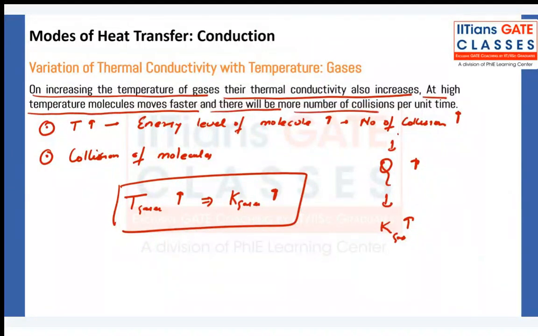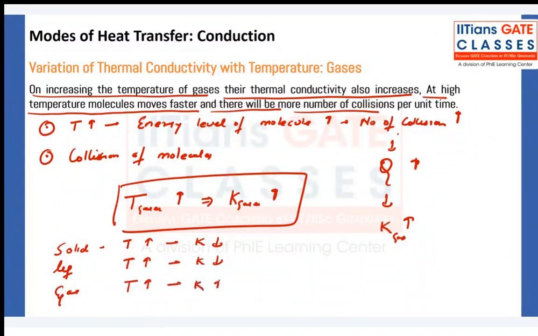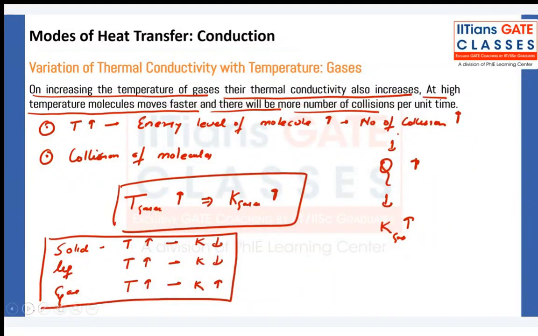Okay, if I need to conclude, so I can say that in solids, as temperature increases, thermal conductivity decreases. In liquids, as temperature increases, thermal conductivity decreases. In gases, as temperature increases, thermal conductivity increases. That is the brief. Is it clear? Okay, very nice.